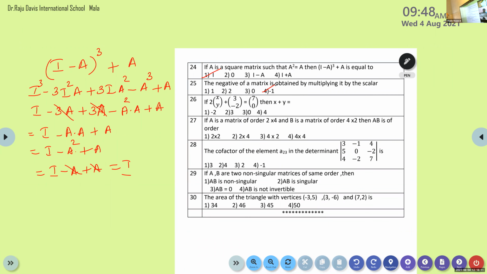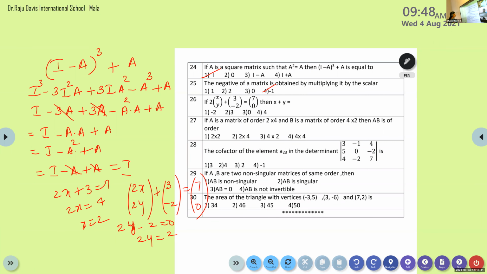The next one, okay, this is matrix multiplication. Then what is the value of 2x plus y? So, when you open the bracket, we get 2x, 2y plus 3 minus 2 is equal to 7, 0. So, we get 2x plus 3 is equal to 7. So, 2x is equal to 4, x is equal to 2. And what about y? 2y minus 2 is 0. So, we get 2y is equal to 2. So, y is 1. Therefore, what is x plus y? 2 plus 1, it is 3.